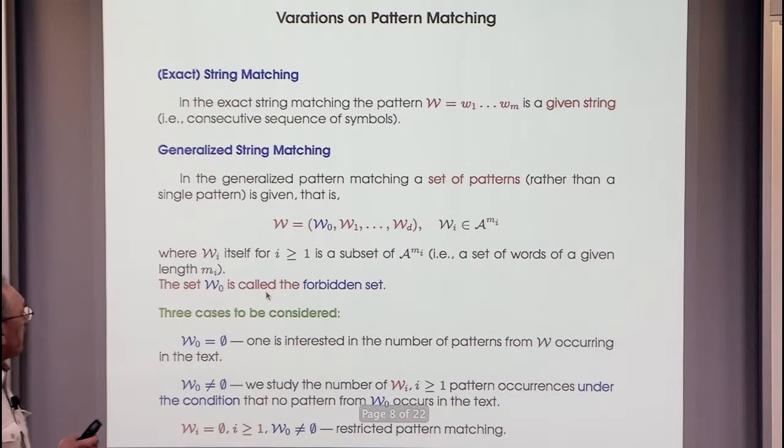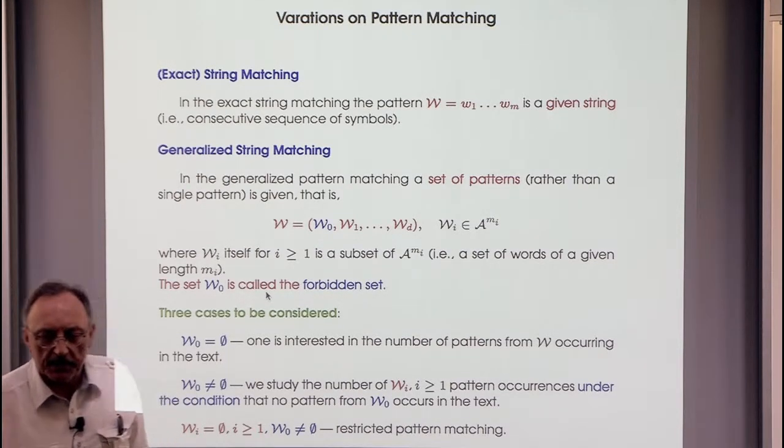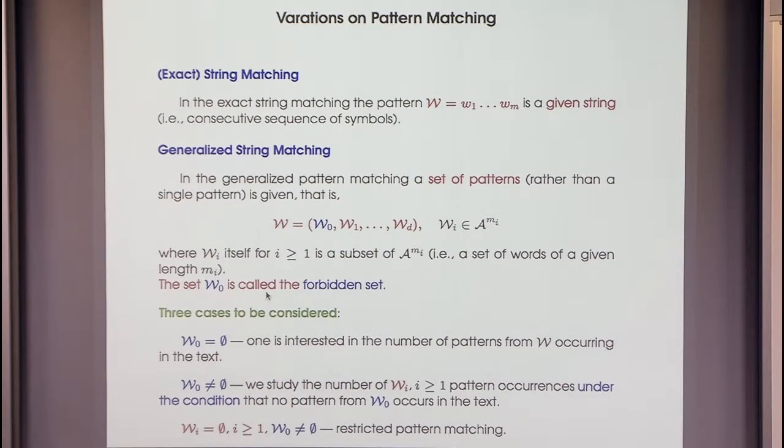And then you can define different pattern matching problems. One of them is the basic one, exact pattern matching, where I have one string, and I count the number of occurrences of such a string in a usually randomly generated text, memoryless, Markov or something else. General string matching is actually much more interesting. Now I have a set of words.